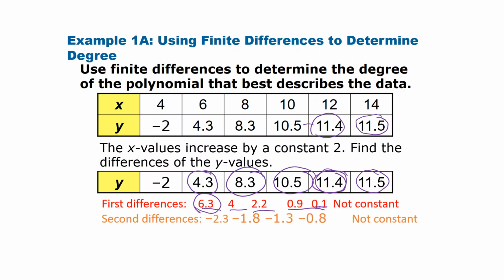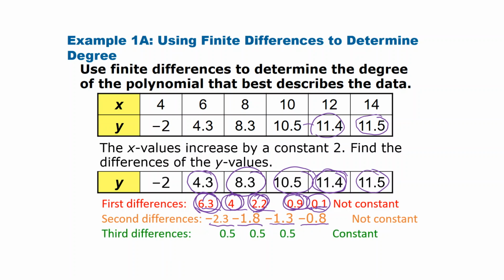So let's look at our second differences. Again, we're going to take this number now, 0.1 minus 0.9, and that gives us a negative 0.8. All right, 0.9 minus 2.2 gives us a negative 1.3. 2.2 minus 4 gives me a negative 1.8. And 4 minus 6.3 gives me a negative 2.3. So once again, there's not anything that's constant in here. We don't have anything the same. So let's try our third set of differences.